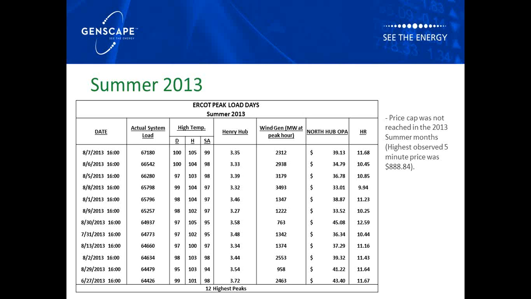The biggest change, I'd say, year over year is the price of gas. Henry Hub is trading about, I want to say, $4.55 when I looked earlier this week. So it's a good dollar stronger than last year. And the other notable thing is that the price cap was not reached at all last year, with the highest 5-minute price of $888.